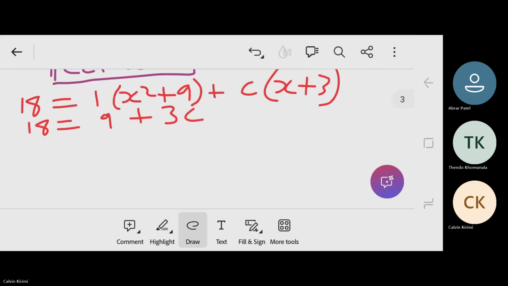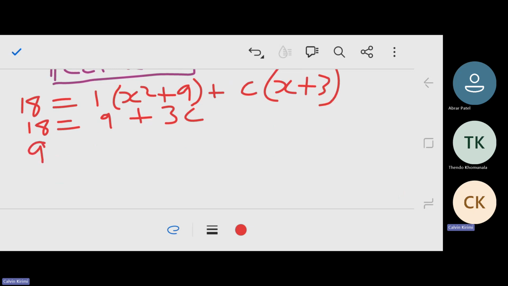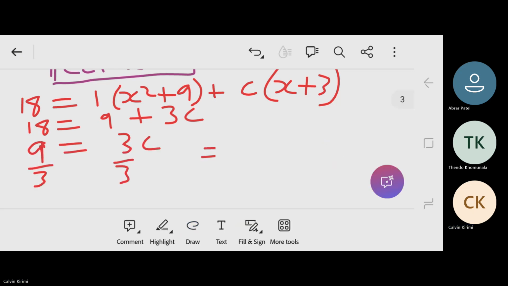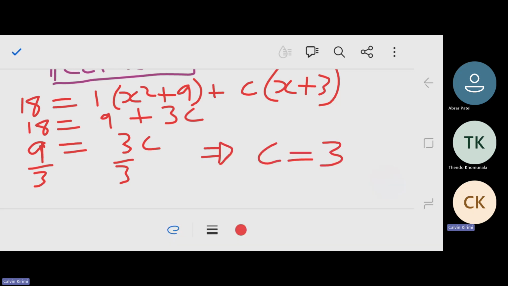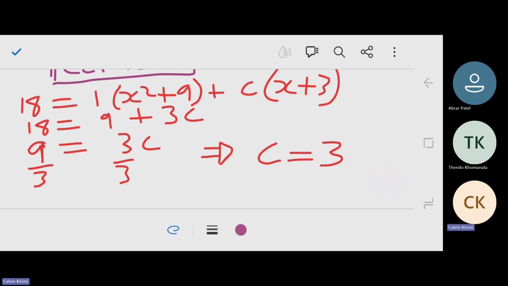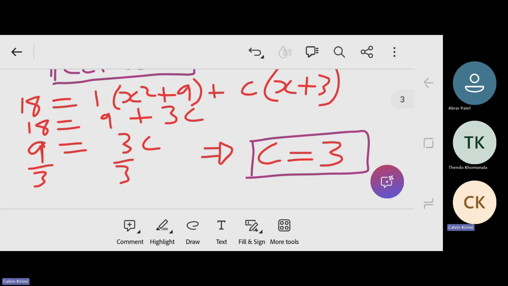By saying 18 minus 9 is 9, is equal to 3c. Then we solve what is the value of c. By dividing both sides by 3, it implies that c is equal to positive 3. So now we have found the value of c, which is positive 3. That is our coefficient.